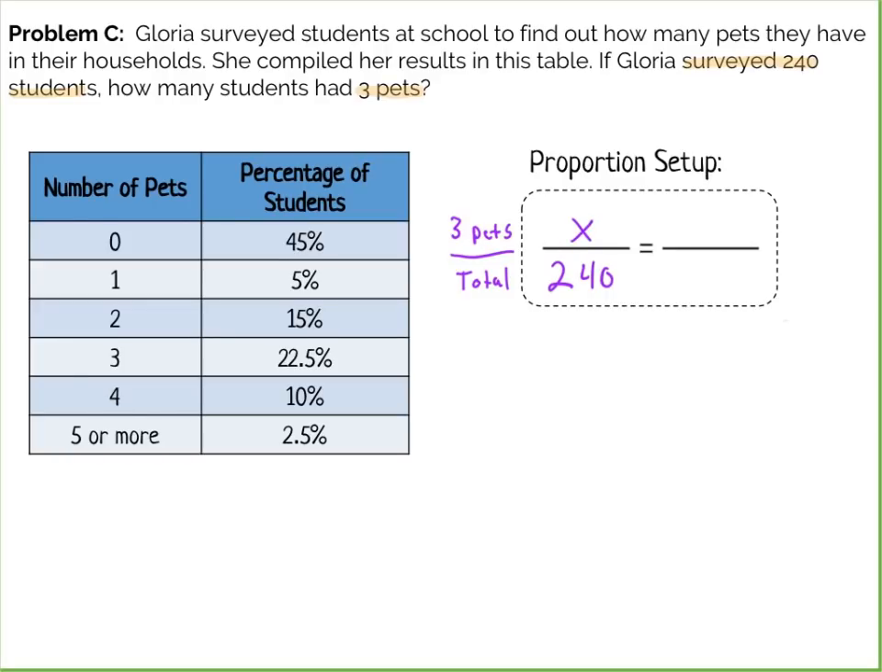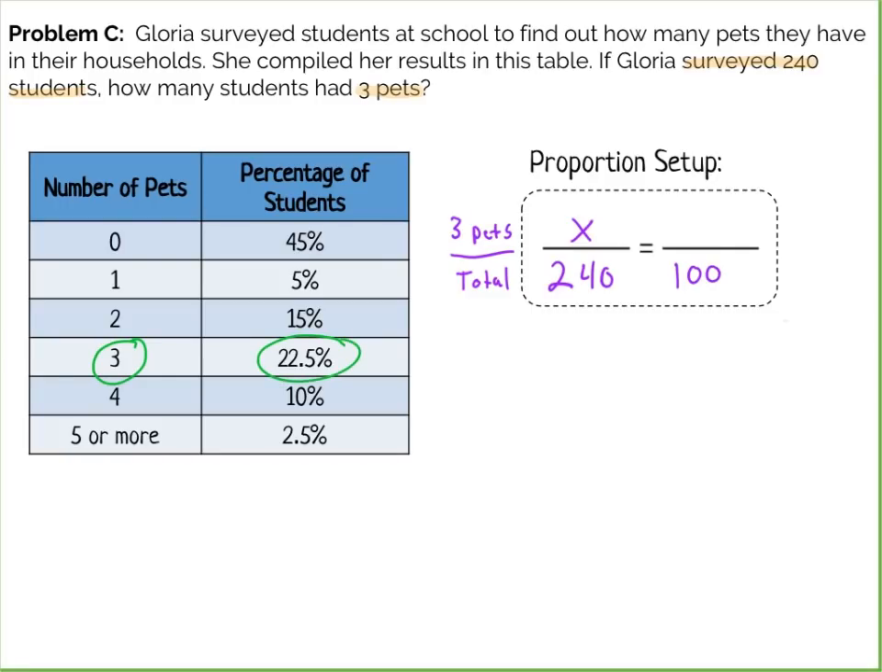On the other side of the proportion, we're going to be finding our percentages, because we need to use that because our table is given to us in percentages. So our total percent is always going to be the same that it always is. Our total percent is always out of 100. So that is our percentage there. Then we need to figure out the number of students who had 3 pets. So looking at our table, we have the number of students that had 3 pets.